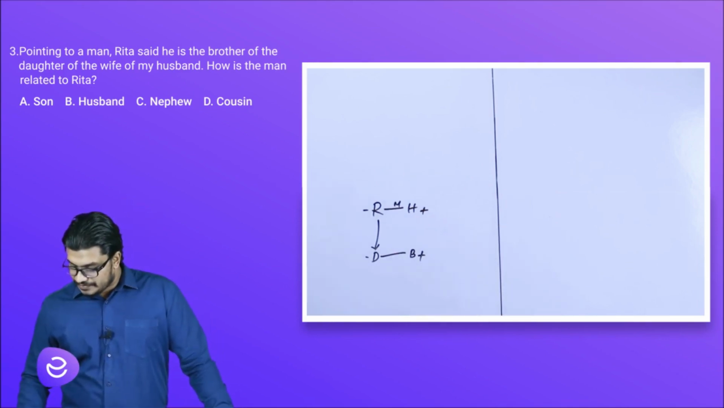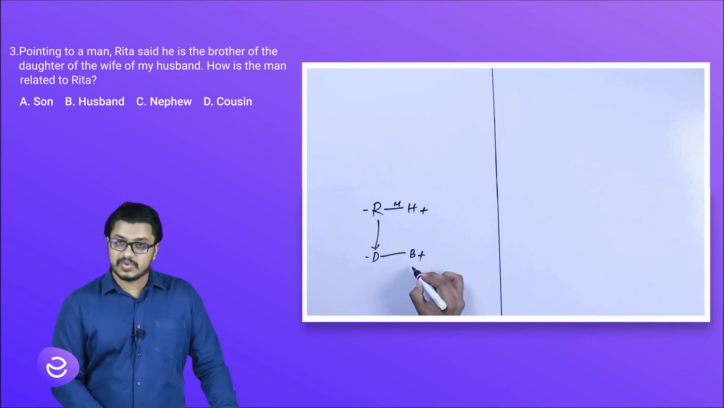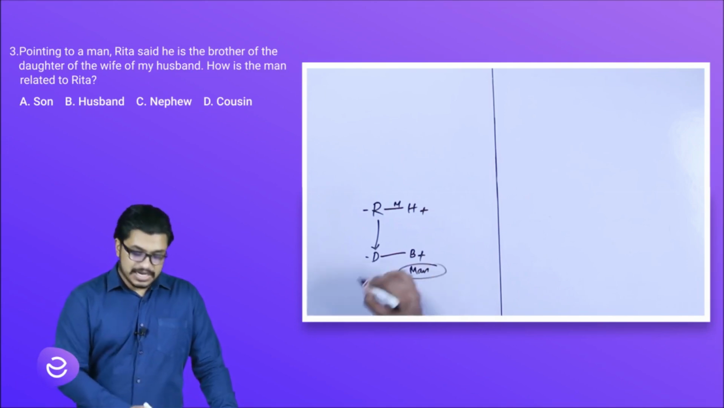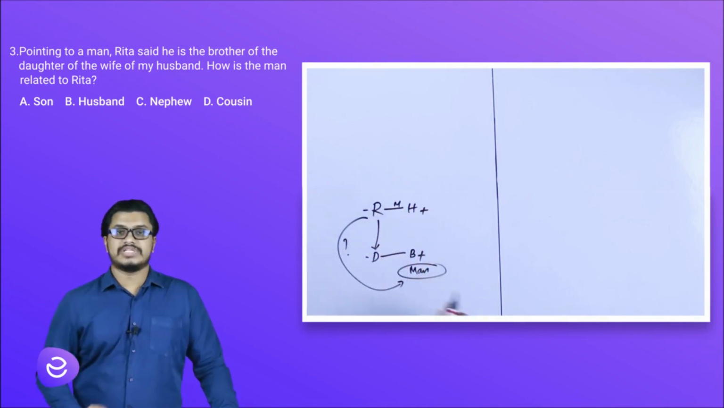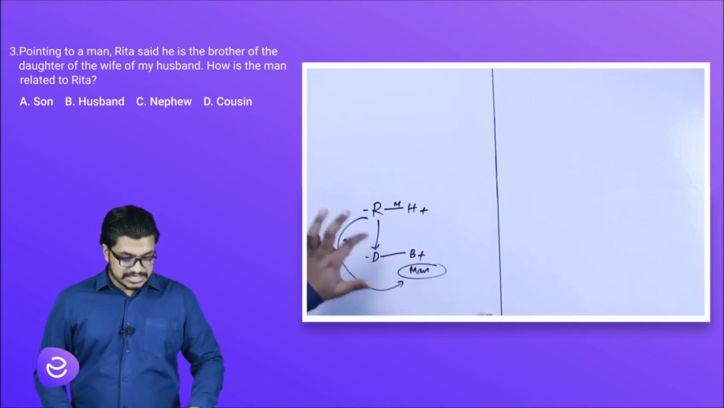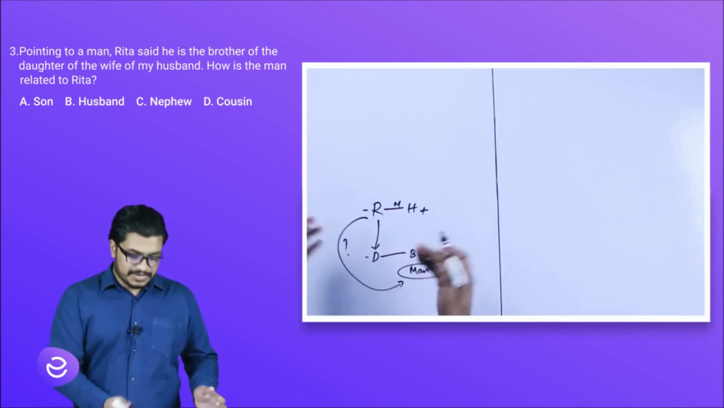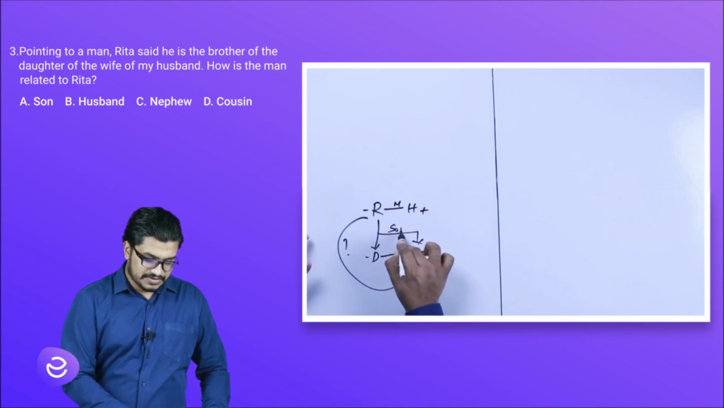Now the question is, how is the man related to Rita? The last person is this one, who is called the man. Here is Rita. So what is this relationship? That is what they are asking. This person is Rita's daughter's brother. Daughter's brother means son. So this person is Rita's son.